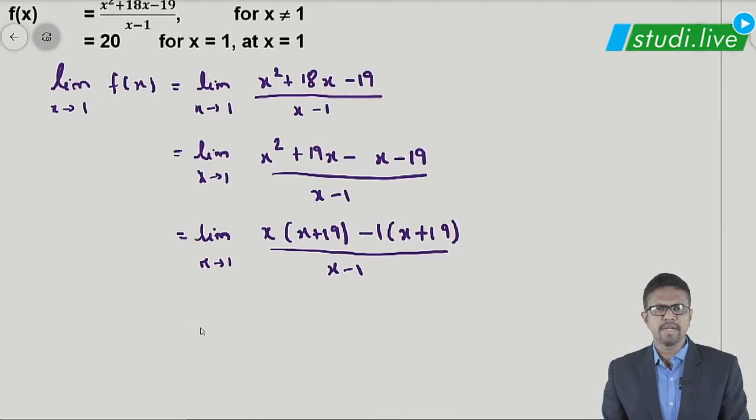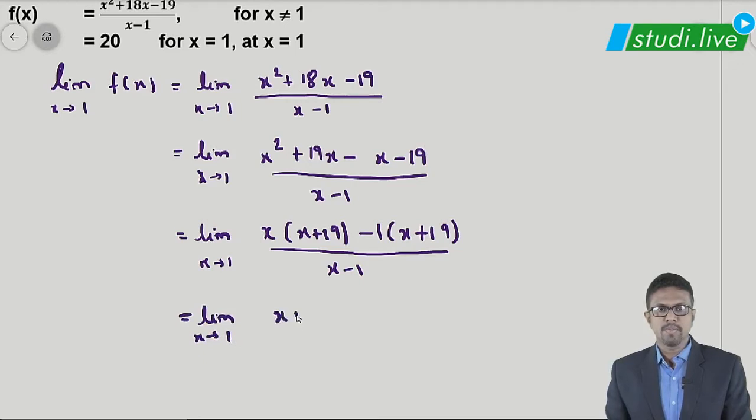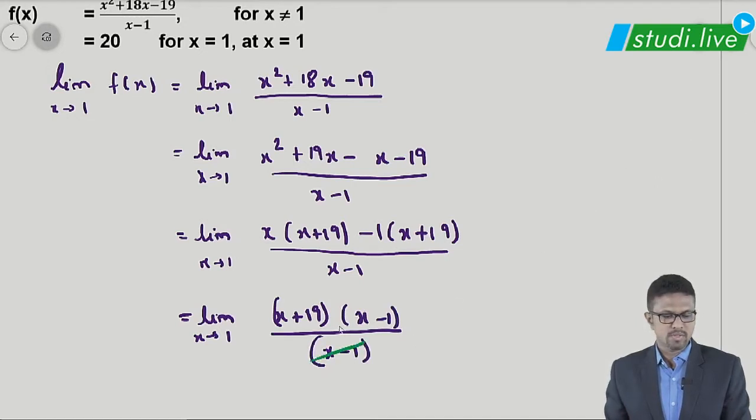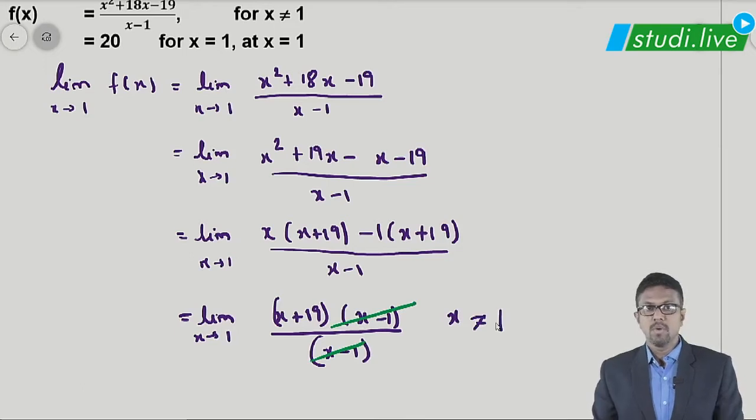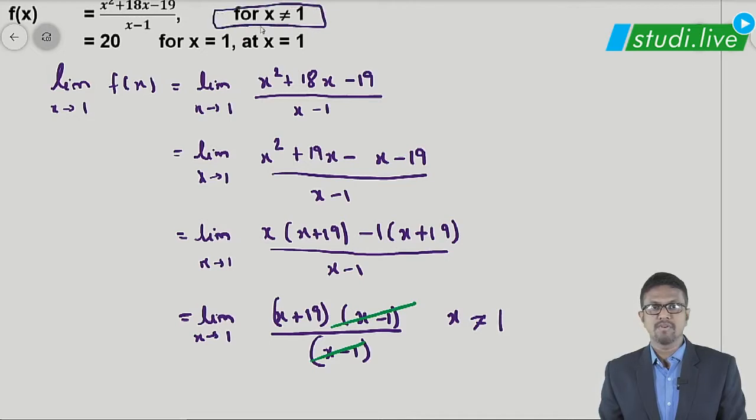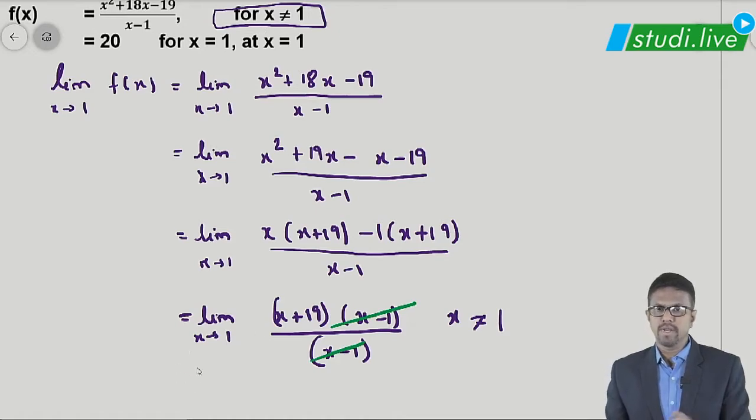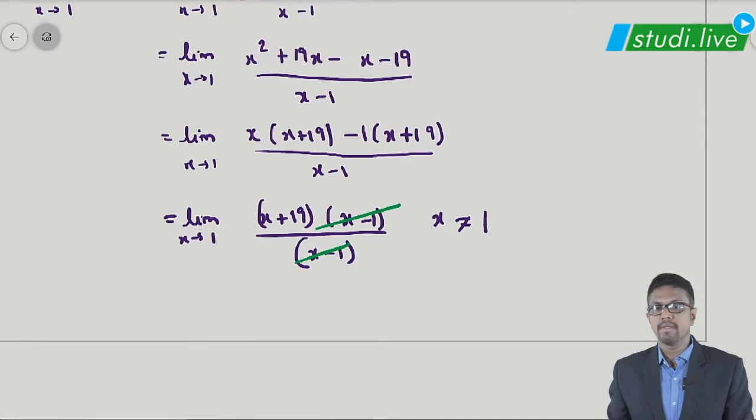So of course I can take x plus 19 as my common term for the numerator. So I will get limit x tends to 1, (x plus 19) times (x minus 1) upon (x minus 1). Of course we can cancel off the term x minus 1. This can be cancelled because x is not equal to 1. That is the case when we are solving the limit. Over here we can see that this rational function was defined for x not equal to 1. So definitely x is not equal to 1, but it is very close to 1, so we can apply the limit x tends to 1.